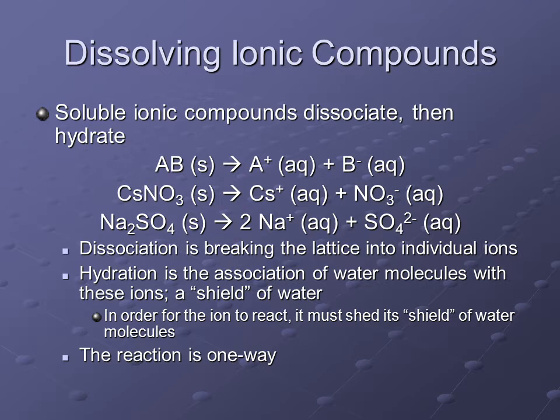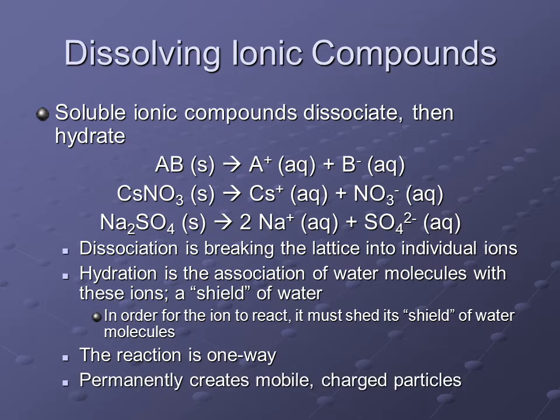But if you look at the overall reaction, going from AB solid to aqueous A ions and aqueous B ions, you'll notice that there is only one direction to the arrow. That's done on purpose, because these reactions are one way. The result of this one-way nature is that you permanently create mobile, charged particles. This will be an important thing to remember later on. Soluble ionic compounds permanently create mobile charged particles. Now this is a lot of words, so let's take a look at this as a graphic.